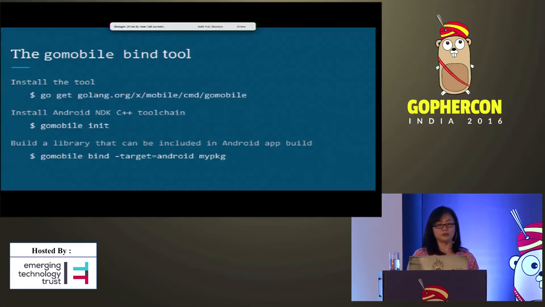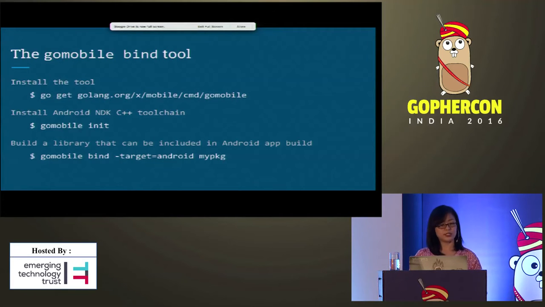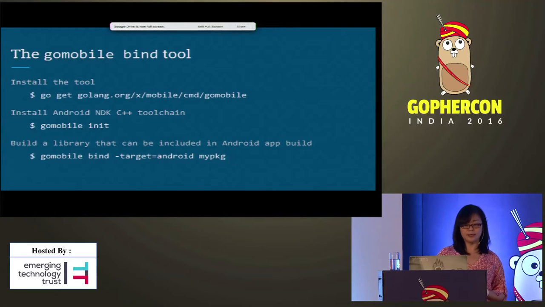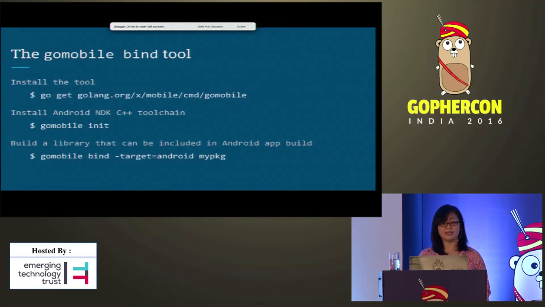And this Go Mobile bind tool is very easy to use. First, you install the tool like any other Go command, go get Go Mobile, then it will install. And then you need to install the Android NDK C++ toolchain and set up some cross compilation environment, but all this work will be done automatically by running the gomobile init command, just once after installation. And in order to build a library that can be included in an Android app, you just run gomobile bind with target Android and the package, or for iOS, just change the target parameter to iOS.